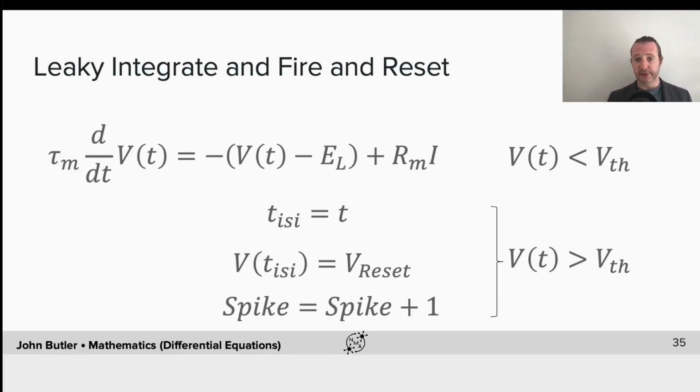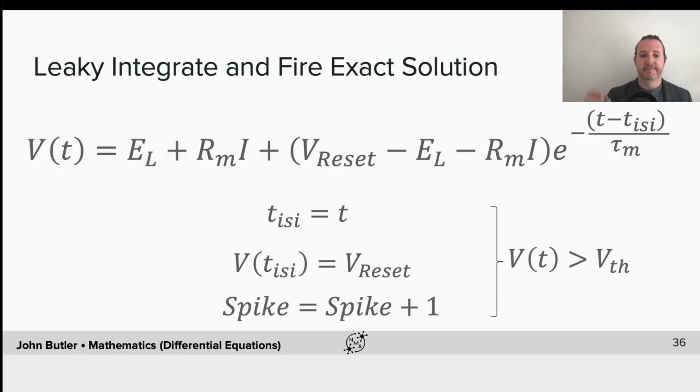So we have our differential equation. Our differential equation is satisfied when the membrane potential is less than some threshold. And when it goes above the threshold, you record a spike and then you reset it. And so we have the exact solution. We can solve this. Mathematically, this is kind of disturbing because it's a discontinuity. But that's what a spike looks like. It looks like a 0 or 1. And that's why we have it.